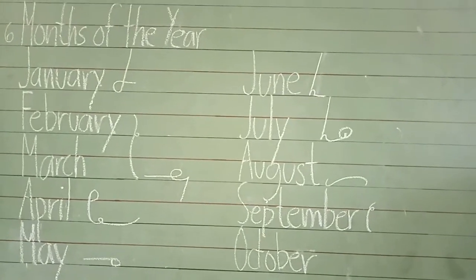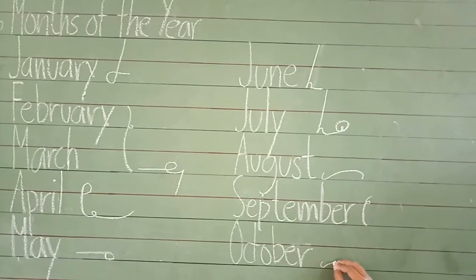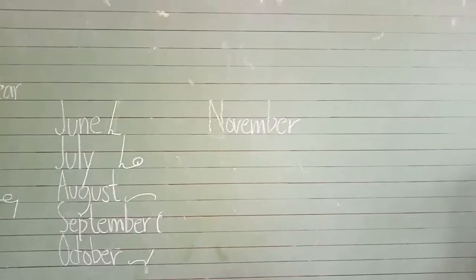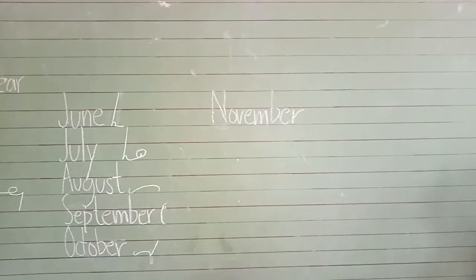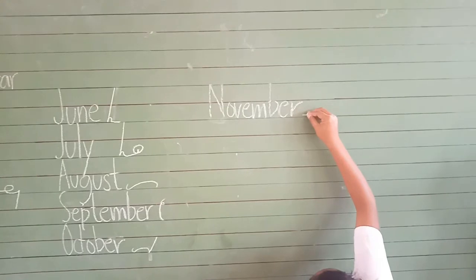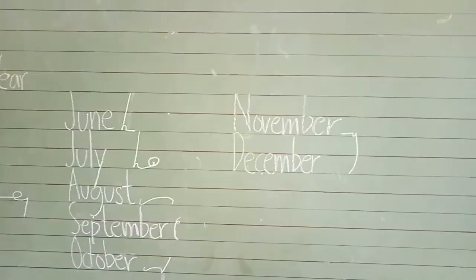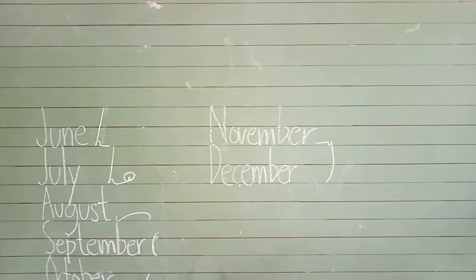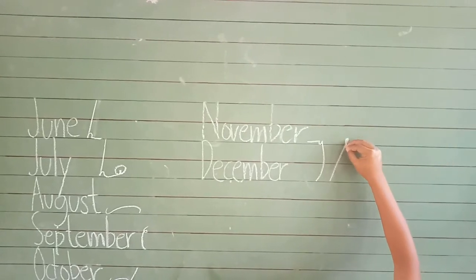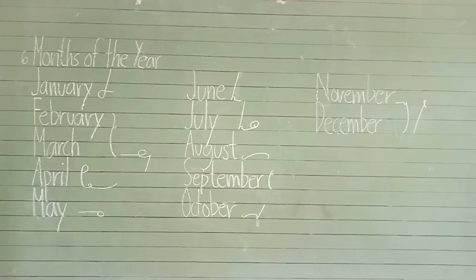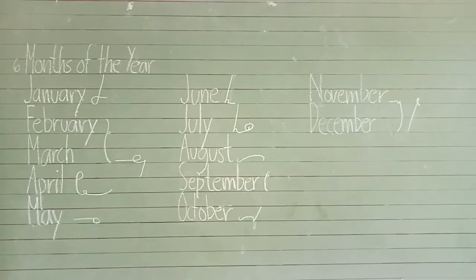Next, October is represented by O, K, and T. Next, November is represented by N, O, and V. Next is December is represented by D, E, and S. And these are the principle number 6, months of the year.